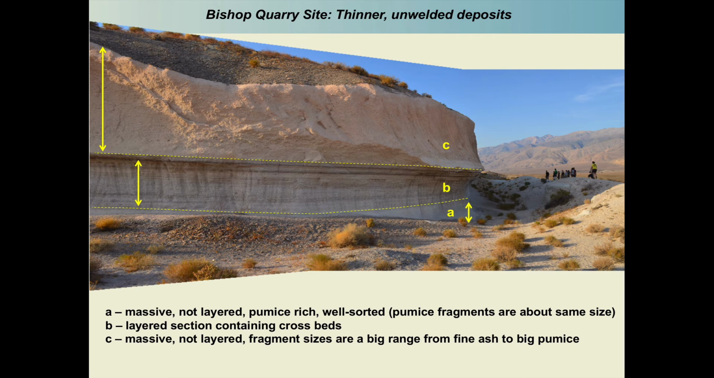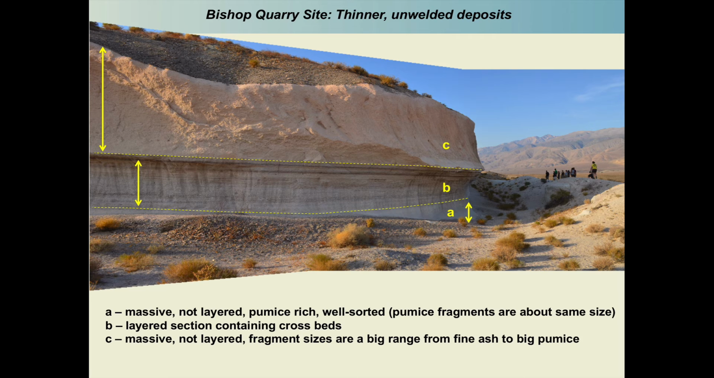So in this site, I've divided this outcrop up into three major sections. Section A, shown on the bottom, is massive. It's not layered, it's pumice rich, and all the pumice fragments are about the same size. So in the field, I would describe it as a well-sorted deposit.